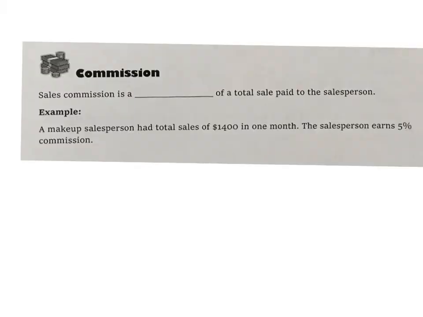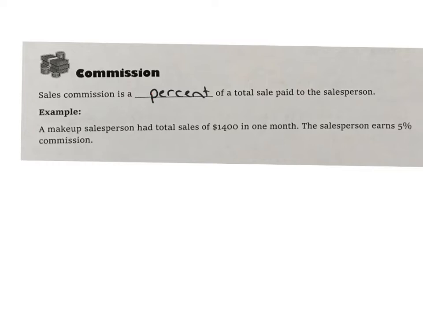Lastly, we have the commission. And commission is the money that a salesperson makes off of selling you an item, such as at car dealers. Car dealers make commission on the cars they sell, or realtors make commission on the houses they sell. So sales commission is a % of a total sale paid to the salesperson.